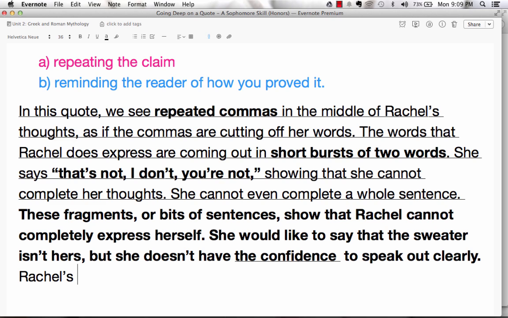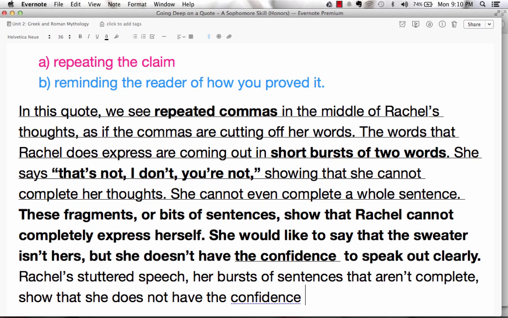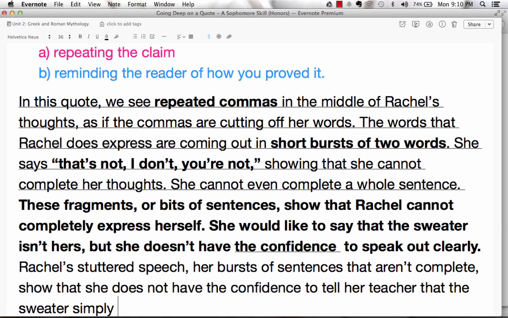Rachel's stuttered speech. Her bursts of sentences that aren't complete show that she does not have the confidence to tell her teacher that the sweater simply is not hers.